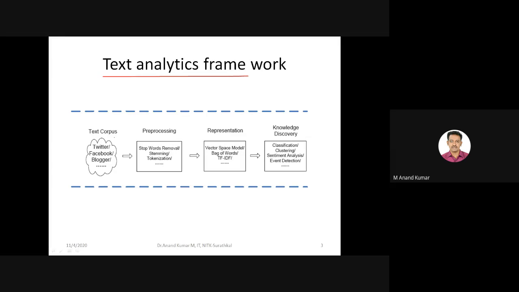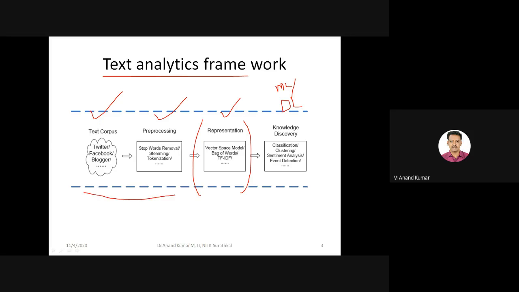Here, the text corpus is there, the data whatever you are collecting, and you are pre-processing it, with stop-word removal. The NLP pre-processing is given here. Then the important part is the representation. The representation is here, and this is the deep learning part. And this is about knowledge discovery, the classification you are doing, with deep learning or machine learning.